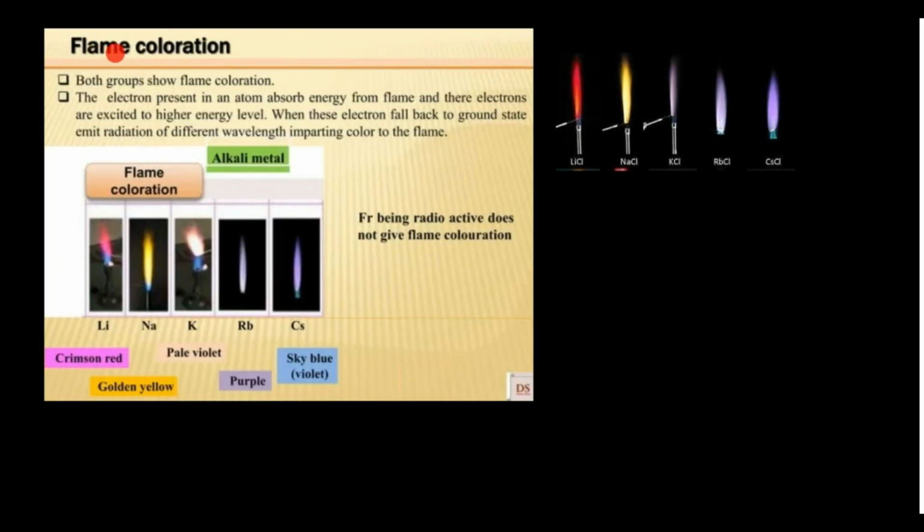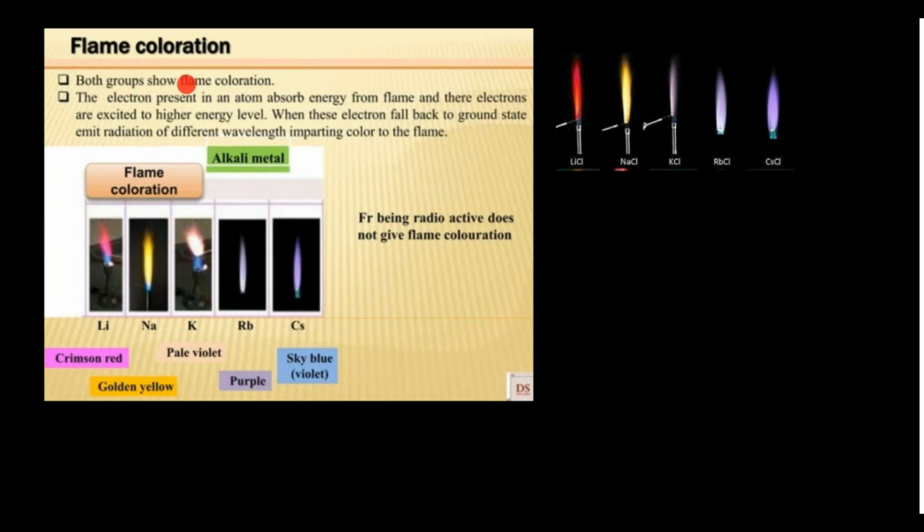And now the very, very important aspect, which is the flame coloration. That means when you burn the alkali metal chlorides, right? Generally, first of all, you convert your metal into the metal chlorides, and then the metal chlorides are subjected to the flame, and when these compounds burn, they give the color. Okay, this is something very important which you should know.